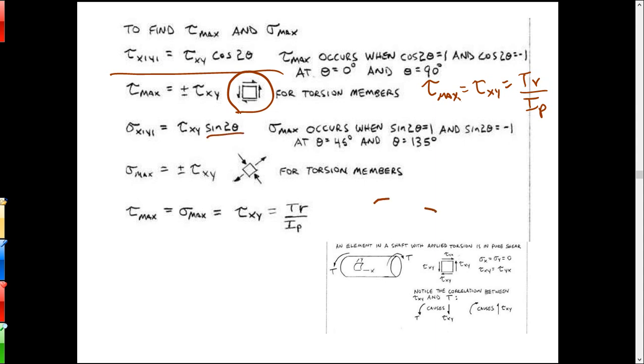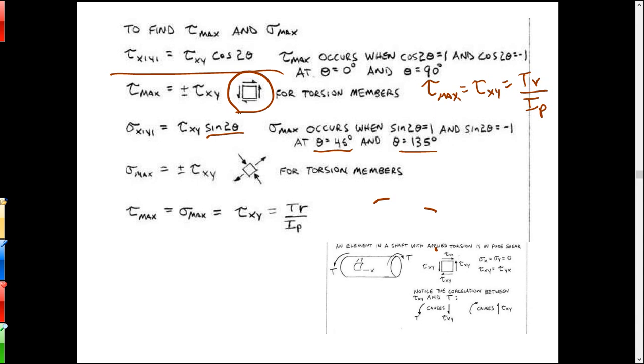Well, sine of 90 and sine of 270, those are the maximums. Sine of 90 is 1. Sine of 270 is negative 1. So the two 2-thetas are 90 and 270, so the thetas are 45 and 135. So the maximum normal stresses occur at 45 degrees.